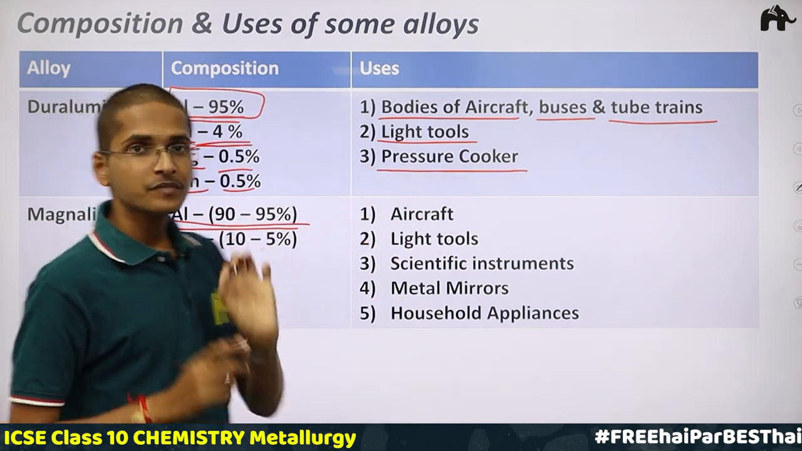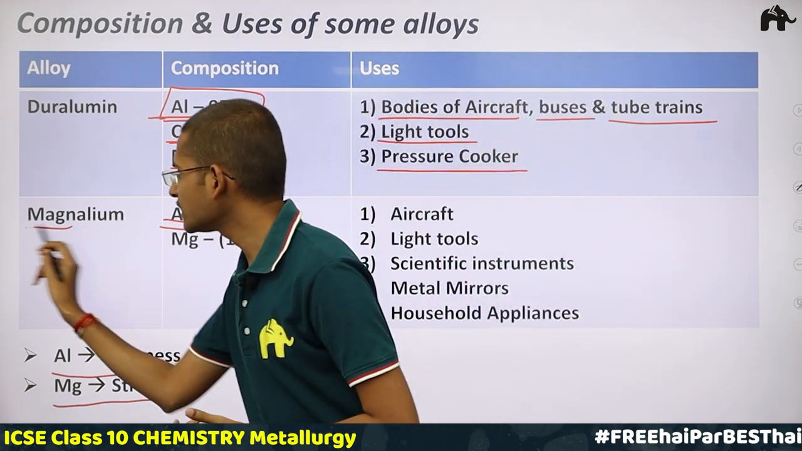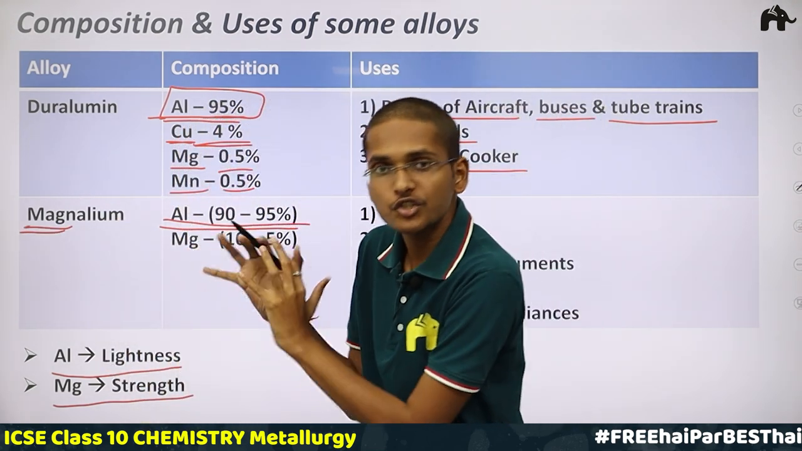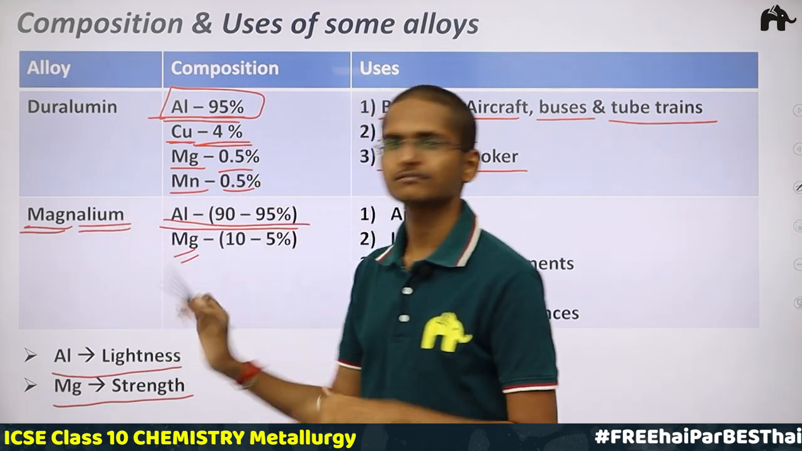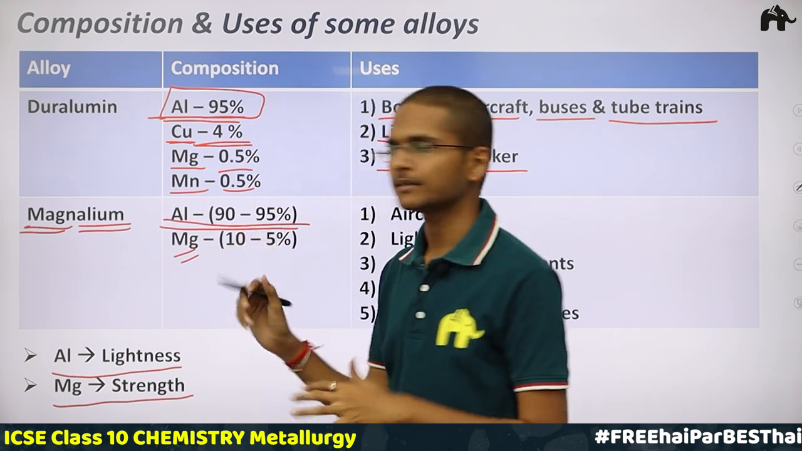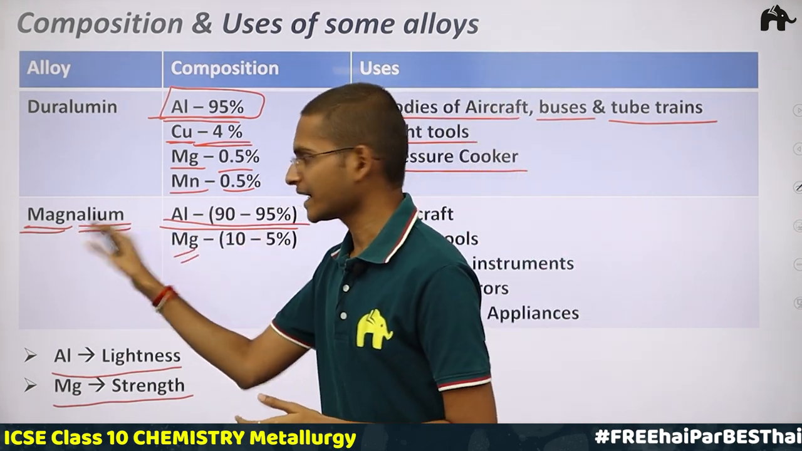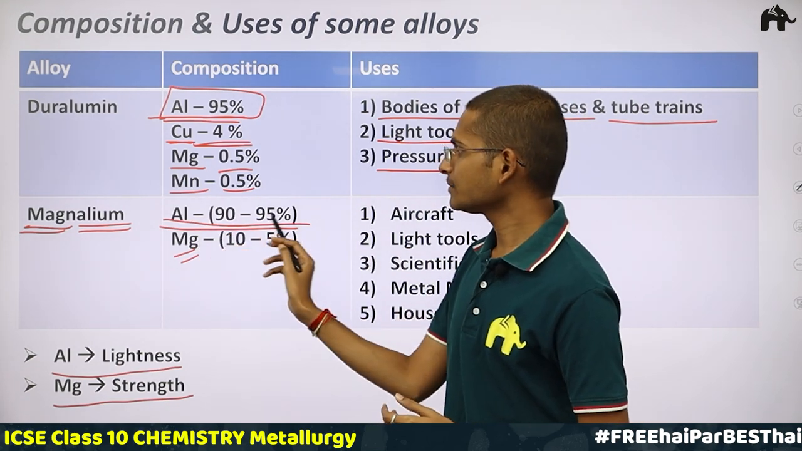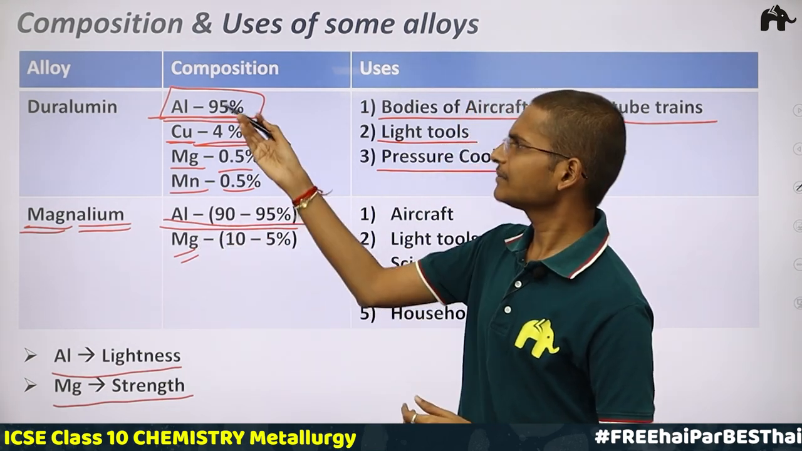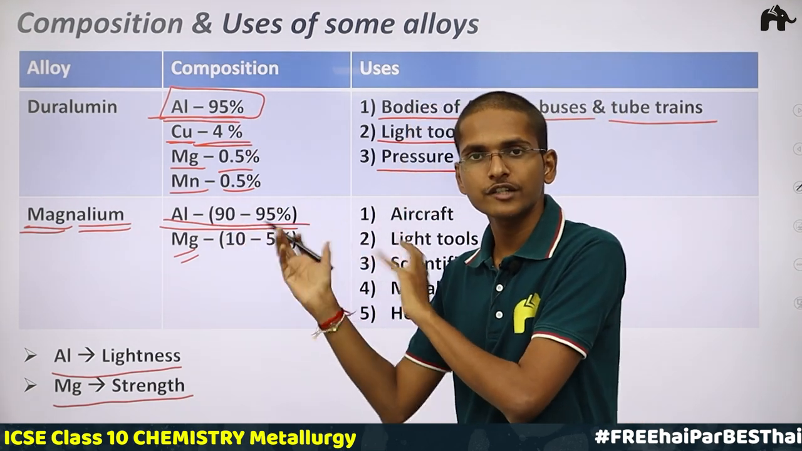Same way, magnesium alloy. Its composition is very easy. It only has magnesium and aluminium. From the name you can remember magnesium and aluminium. We know aluminium is the principal metal, so it would be there, and from the name, magnesium would also be there. Only two. Now here also, aluminium is 90 to 95%, the same type of percentage, but just the change is 90 to 95. It is in the range of 90 to 95.